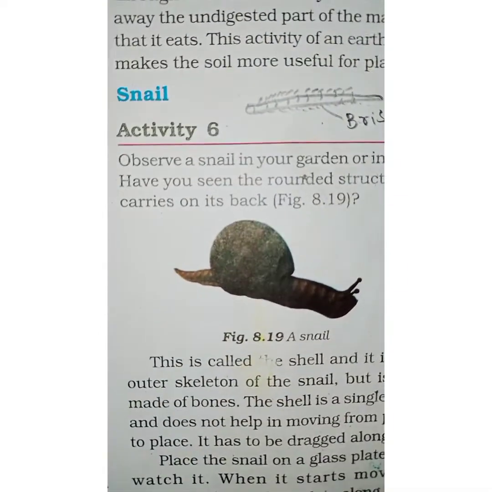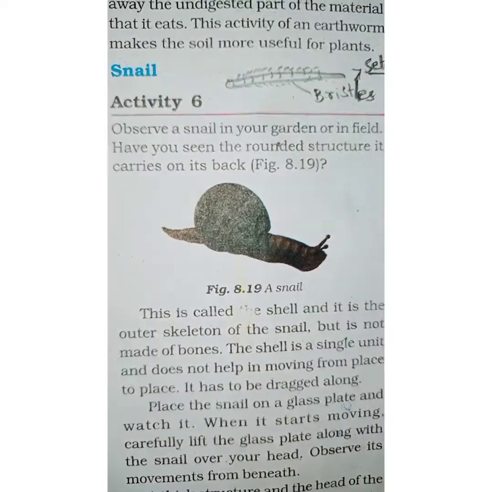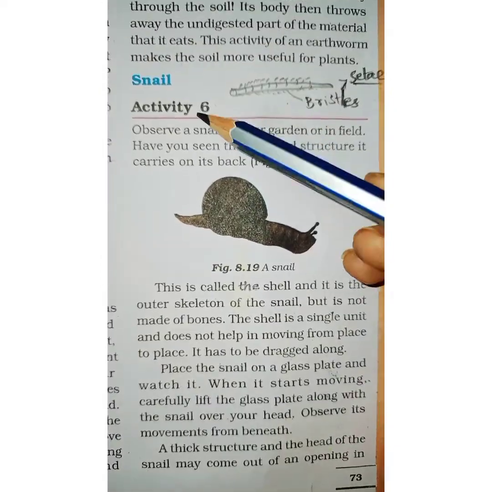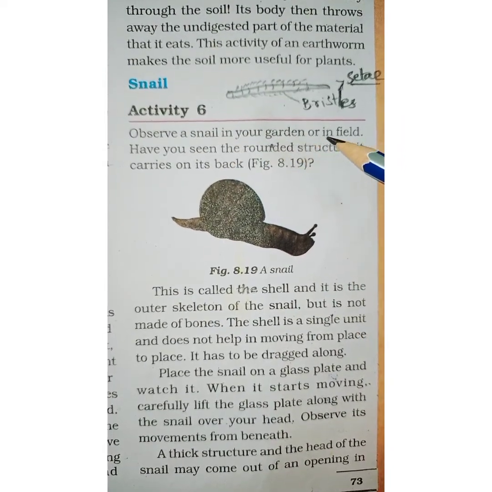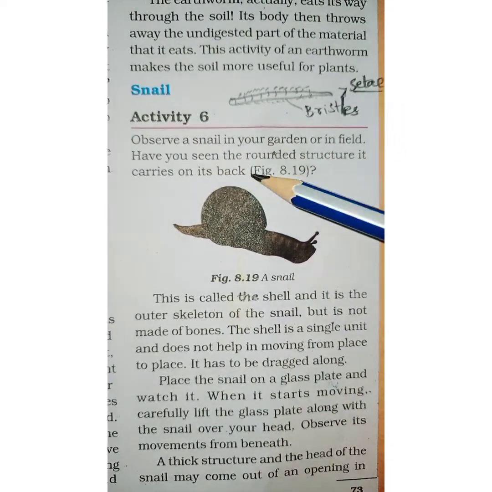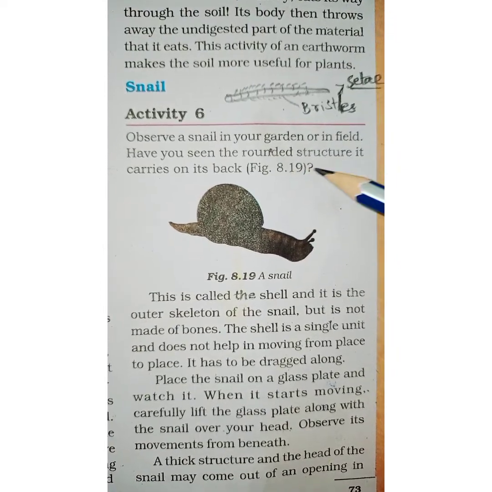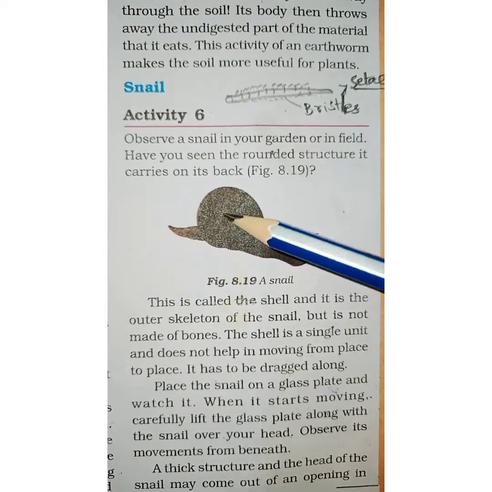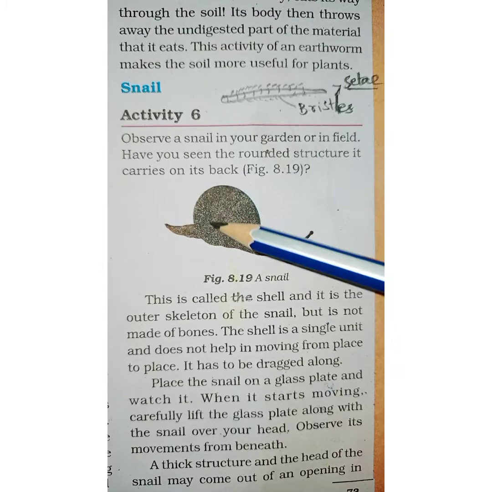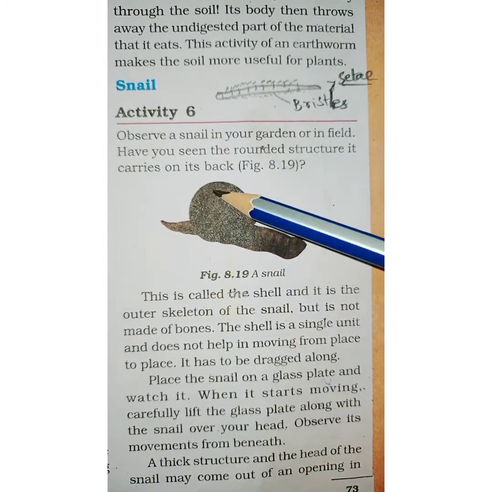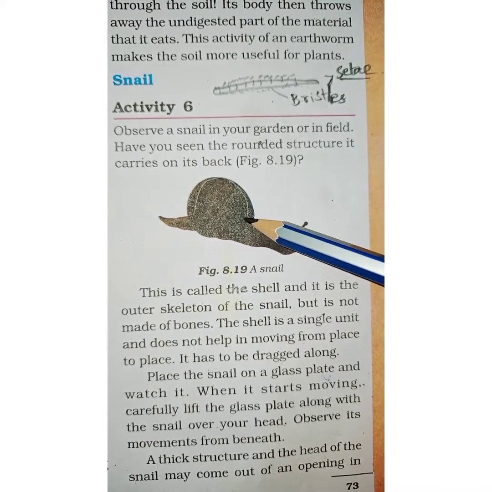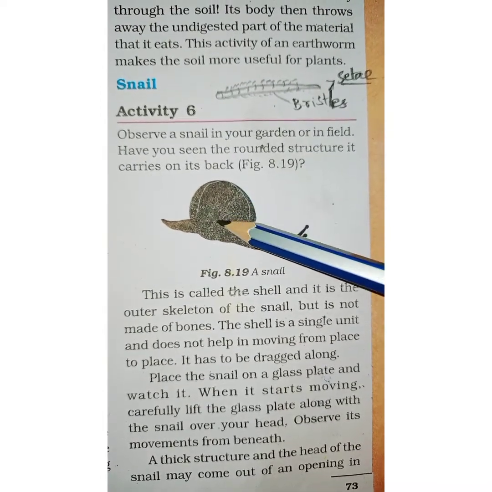So the next one is the snail. Let us see activity 6, that is the snail. Observe a snail in your garden or in a field. Have you seen the rounded structure it carries on its back? So here we are asked to observe a snail which has a rounded structure. This is the rounded structure which it carries on its back.